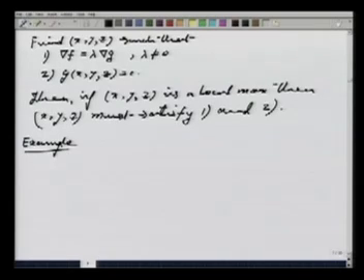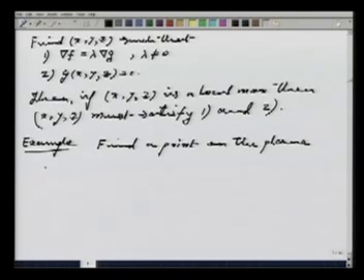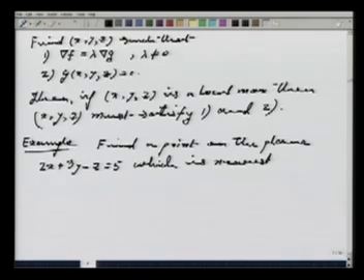Let us look at the following problem. Find a point on the plane 2x plus 3y minus z equal to 5, which is nearest to the origin.